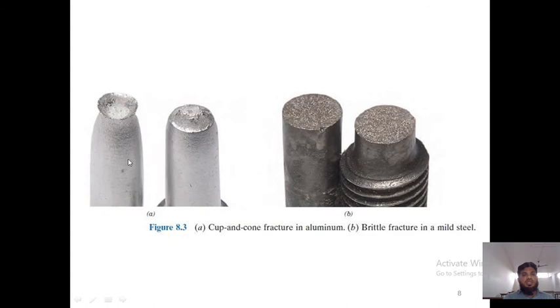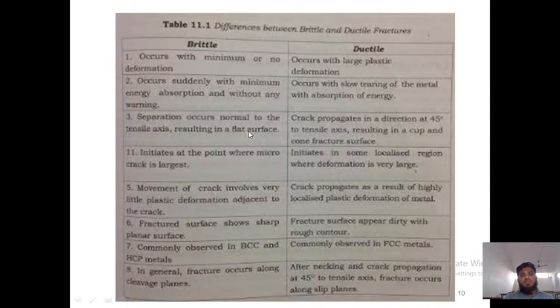If you can see this, this is the 45 degrees. Once the crack is initiated, it will form at 45 degrees. So this is also 45 degrees, almost 45. Because of this reason only, it will form a cup and cone structure. Ductile fracture occurs along the slip planes.